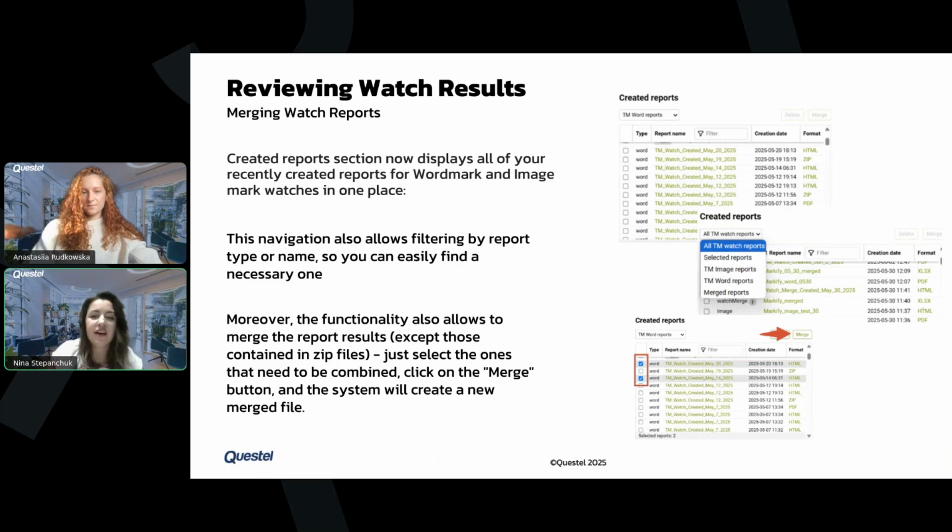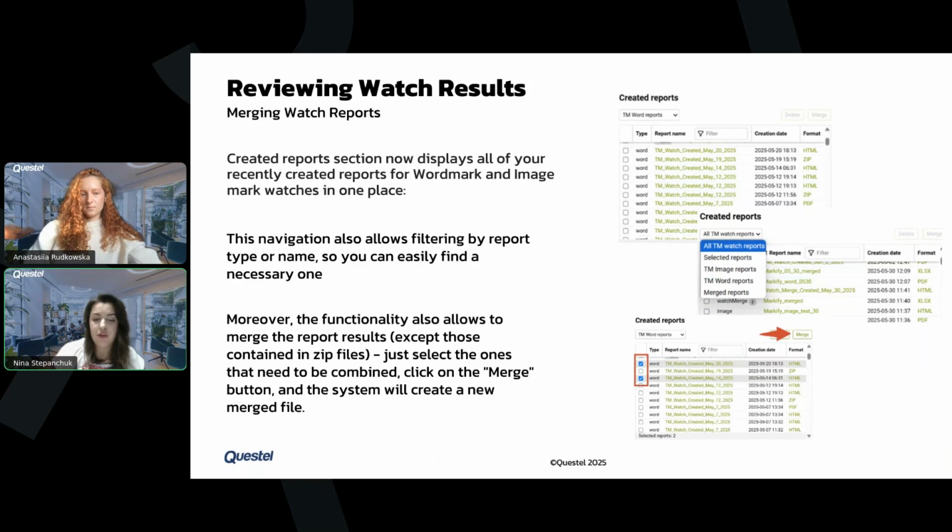We have also redesigned the created reports section for your trademark watches, and it now lists both your latest word and image watch reports together, and it allows merging compatible reports. This navigation also allows filtering by report type or name, so you can easily find the necessary one. And it allows you to merge the report results. It is applicable for all except for zip files.